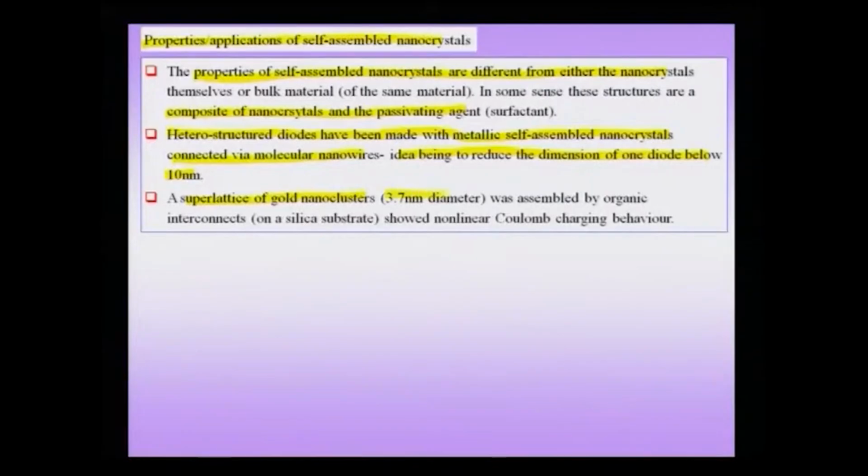A superlattice of gold nanocrystals about 3.7 nanometers in diameter was assembled by organic interconnects on a silica substrate, and this showed nonlinear Coulomb charging behavior. We will be talking more about this Coulomb charging behavior and Coulomb blockade later on when we talk about electrical properties of nanomaterials, but this is one of the interesting applications wherein gold nanoclusters have been assembled via organic interconnects and show some kind of nonlinear Coulomb charging behavior.